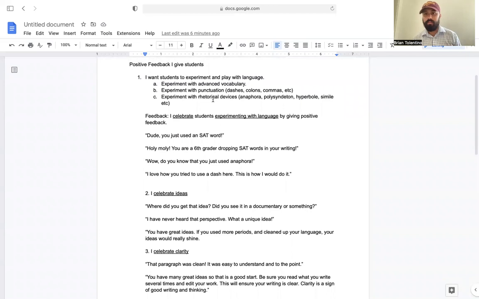You know what anaphora is? Well, you just used it. You just used repetition in successive clauses. You just did it. That's awesome. Do you know the point of anaphora? And the student might say, no, I've never heard of anaphora. The point of it is to kind of cement an idea into the reader's head. And you're doing that naturally. So great use of anaphora.